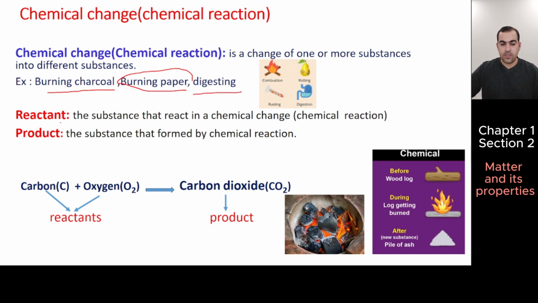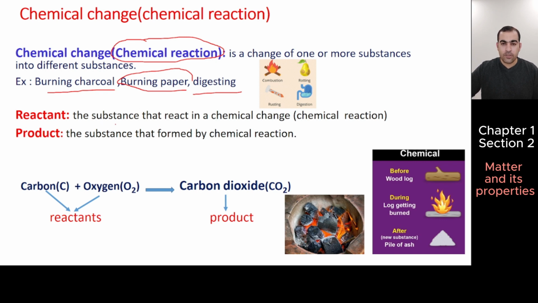Something changes. So when paper burns, it produces ash and carbon dioxide. So ash and carbon dioxide, these are two new substances. You can't get back the paper. I think you understand. That's easy. But chemical change, sometimes we call it what? Chemical reaction. So a chemical reaction, we can say, is a change of one or more substances into different substances.